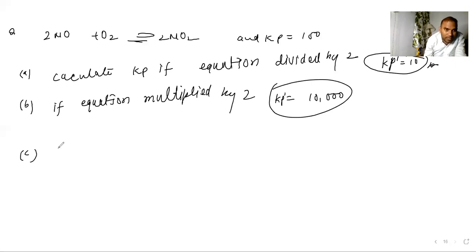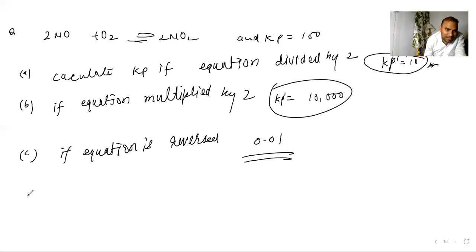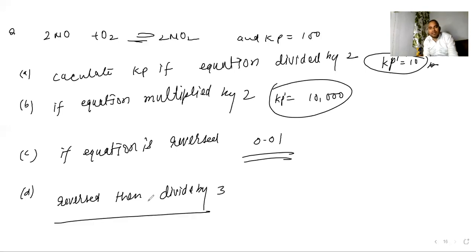For the reverse reaction, if the equation is reversed, then 0.01. Okay, the last portion they are saying: reversed, then divided by 3. Firstly reverse, and then divide by 3. So this is going to be the cube root of 0.01. So that is 0.215.